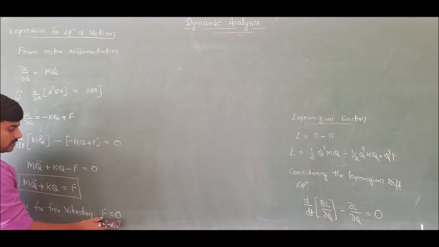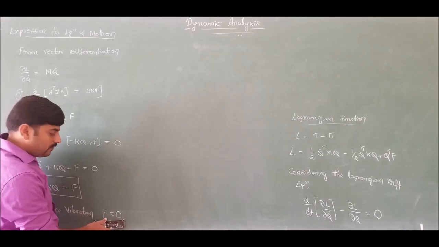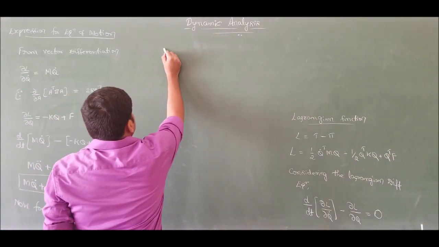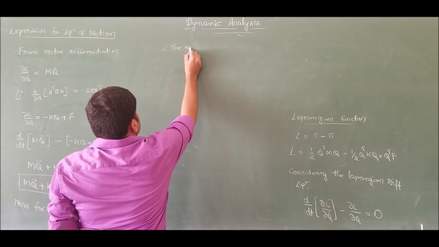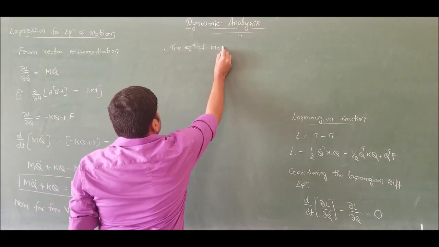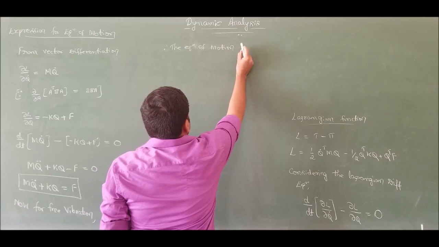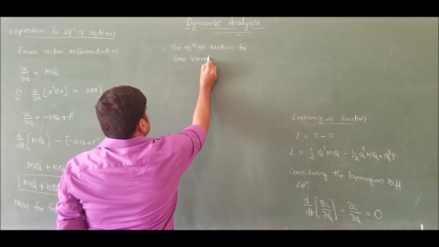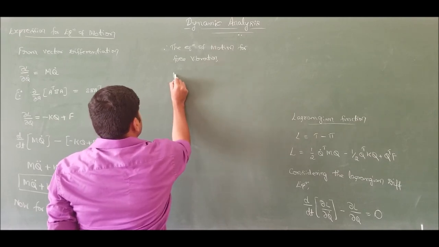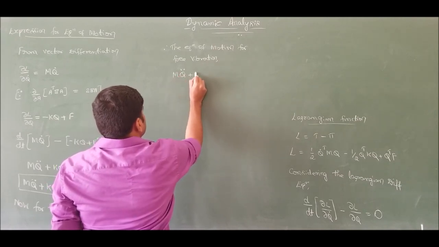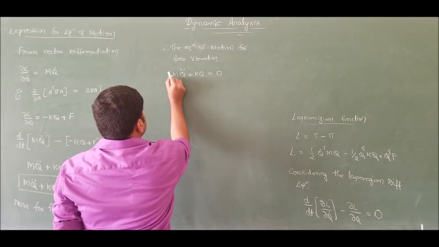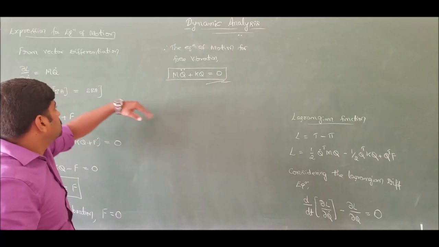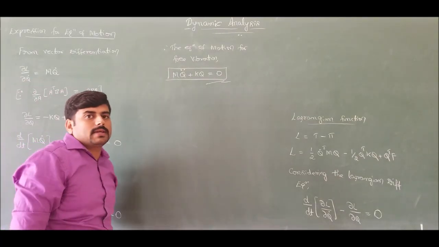Now, substituting the value as f is equal to 0 for free vibration, I will get the equation of motion for free vibration. Therefore, the equation of motion for free vibration will be m q double dot plus k into q is equal to 0. So this completes the derivation of equation of motion for dynamic analysis.